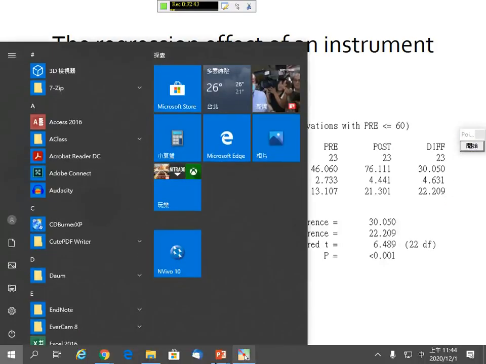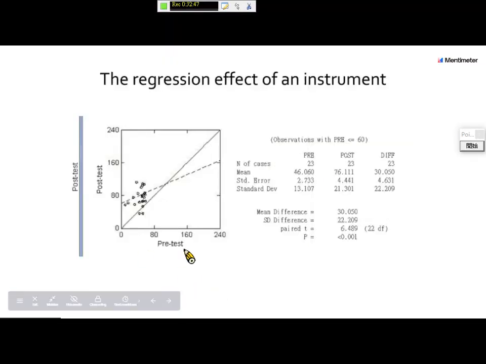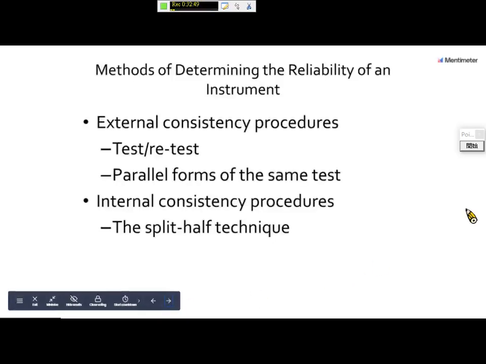Okay, let's continue to here. So let's look at reliability, then how to determine the reliability of an instrument. For example, we have a questionnaire to survey the attitude toward pornography, right? Okay, so how can we make sure that instrument is reliable?